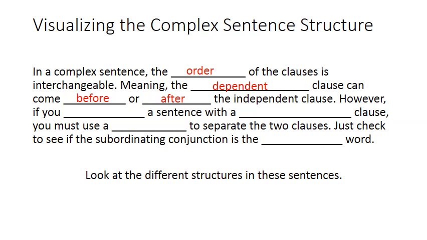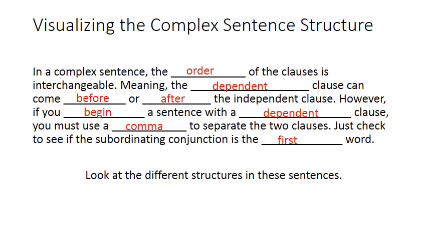However, there is a rule that you must follow. It says, however, if you begin a sentence with a dependent clause, so if your dependent clause is first, meaning that your subordinating conjunction would be the very first word, you must use a comma to separate the 2 clauses. Just check to see if the subordinating conjunction is the first word. So when you begin a complex sentence with a subordinating conjunction, that means that your dependent clause is first, and then after that dependent clause, you have to have a comma to separate it from your independent clause.